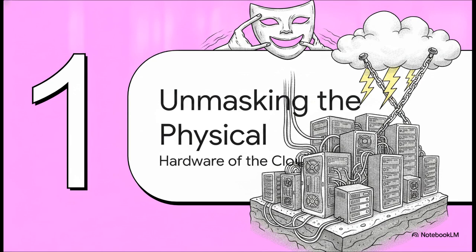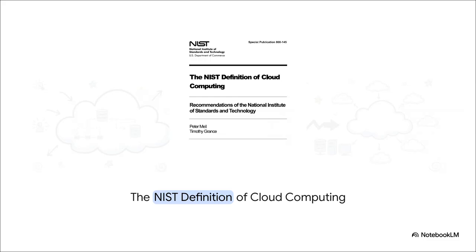Section 1. Unmasking the physical cloud. Hardware of the cloud. So to truly understand the cloud, we first need to establish that it isn't actually floating up in the sky. And looking at the official National Institute of Standards and Technology, or NIST, publication brilliantly illustrates that point. This is pretty much the gold standard, setting a baseline of authority right out of the gate. NIST literally helped write the book on how we categorize these massive shared resources.